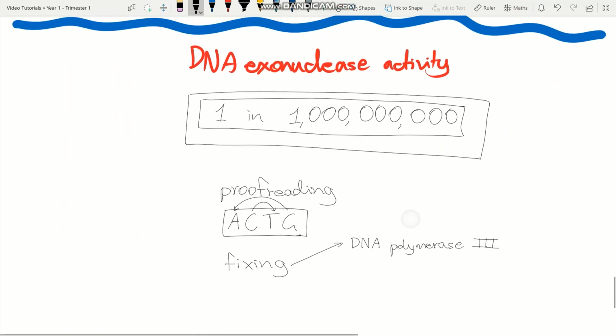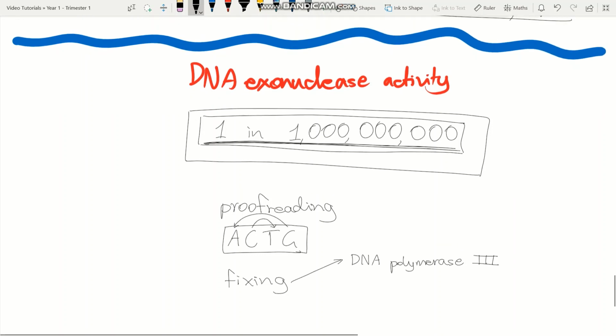After all of this, DNA exonuclease activity, even though DNA replication has an error rate of only 1 in 1 billion, is able to allow for extra proofreading and fixing of any different mistakes that may occur with the assistance of DNA polymerase III. So, this is the process of DNA replication.